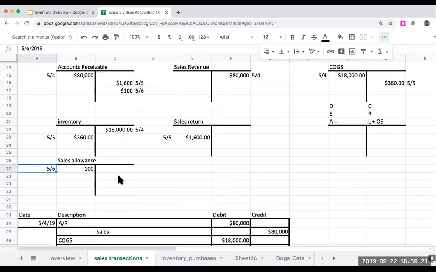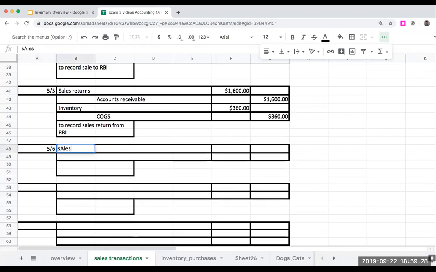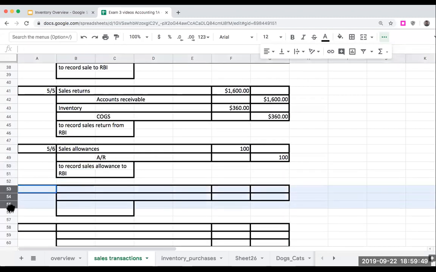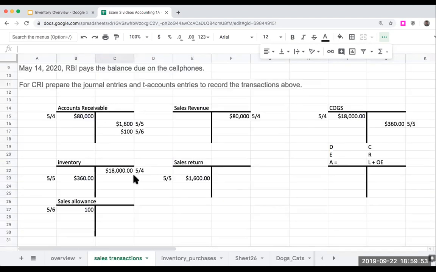So for 5/6, to record the sales allowance, I'm going to debit sales allowances for an amount of 100 as a debit, crediting accounts receivable. And this is going to be record sales allowance to RBI. Okay, so for my next one, that's on May 6th.